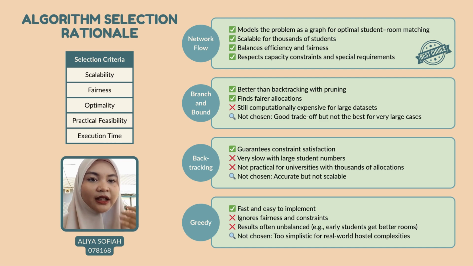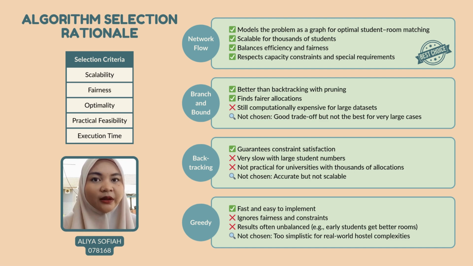We also considered other algorithms, which is branch and bound. Branch and bound is better than backtracking, as it prunes the bad options early, thus finding a fairer allocation. But it is still computationally expensive for large datasets, so we did not choose it, as it has a good trade-off, but it is not the very best for large cases.